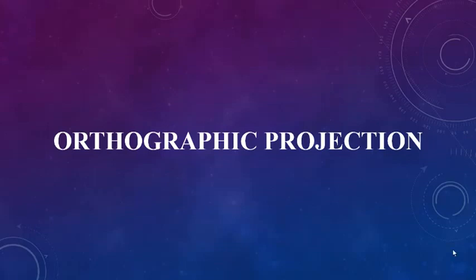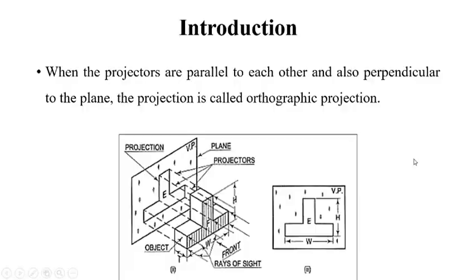So here we'll be starting orthographic projection. Let us see a brief introduction of this orthographic projection first. Now, when the projectors are parallel to each other and also perpendicular to the plane, the projection is called the orthographic projection. That means when our projectors are parallel to each other.